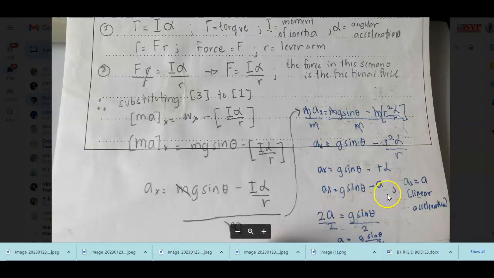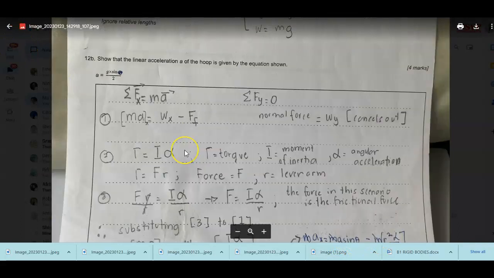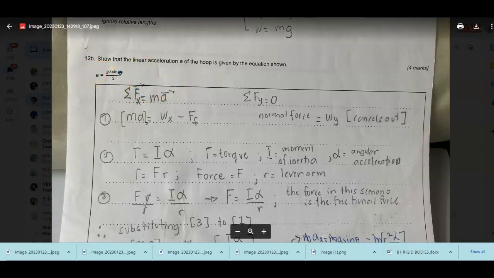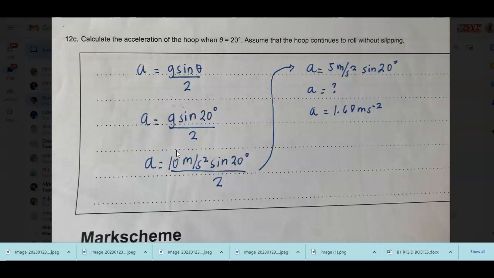Combining like terms, we transpose your a to the left side. That becomes a plus, so ax plus another linear acceleration a gives you 2a is equal to g sine theta. Dividing both sides by 2, this finally gives us a is equal to g sine theta over 2. Therefore, we are able to justify that the linear acceleration of the hoop is equal to g times sine theta over 2. Now, moving on, we have to calculate the acceleration of the hoop when the theta is 20 degrees.